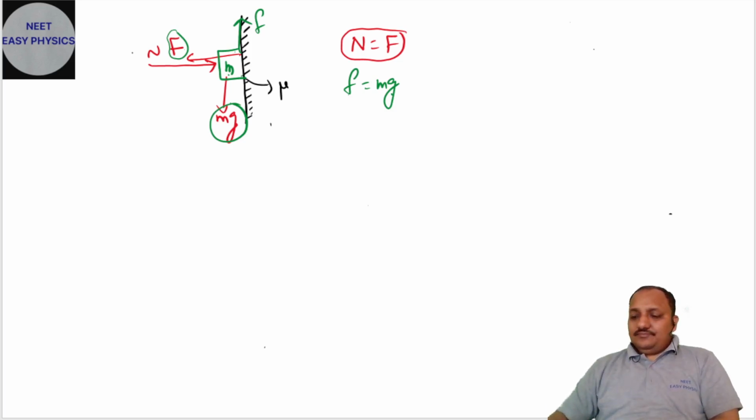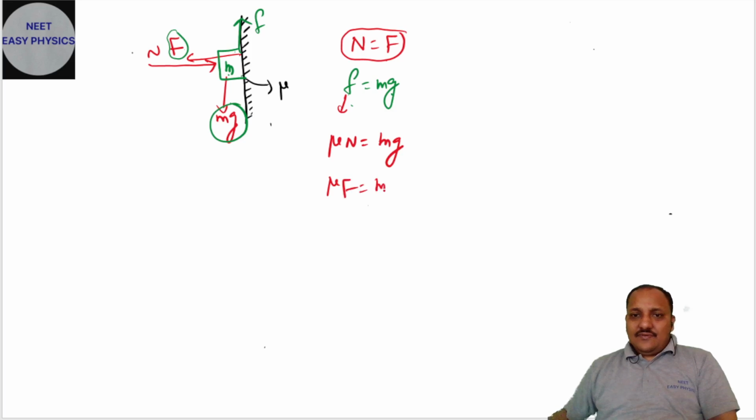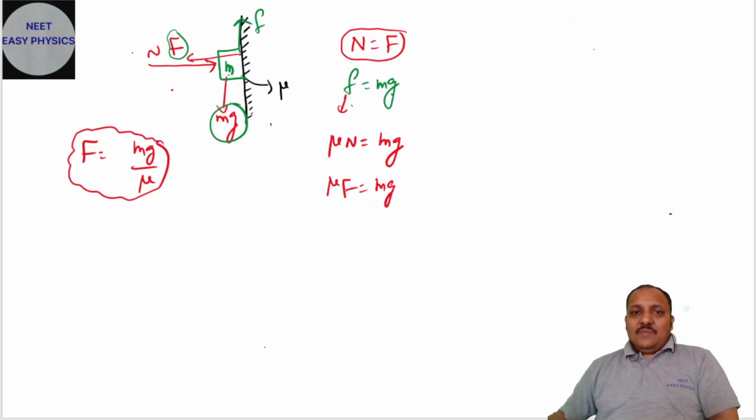Now whenever you get the frictional force here, we came to know the frictional force mu N is going to be equal to mg. Now, what is N here? The normal reaction, we wrote F equal to mg. Now, a very important formula: F equals mg by mu. If you are applying this much force, the object is at rest. They will give the mass, they will give mu. How much force we have to apply, they will ask. At that time, you have to use this equation.